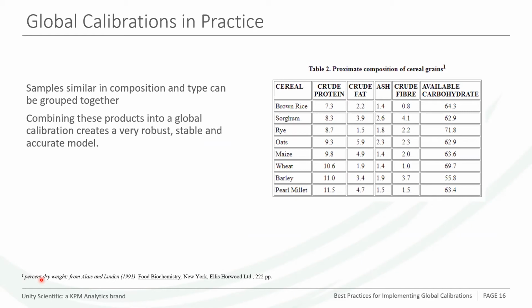So I got this table just from a source on the internet. It looks at the proximate composition of cereal grains. We've got 8 different cereals listed here and the proximate constituents across the top. You can see that they're very similar in their makeup. They've got roughly the same protein, fat, ash, fiber, carbohydrates. They're somewhat similar, even though they're distinct products. Combining these products into a global calibration can create a very robust, stable, and accurate model. And this is a very logical grouping.